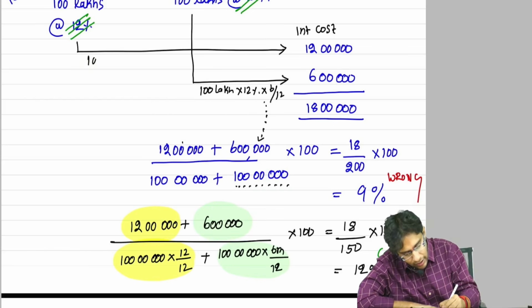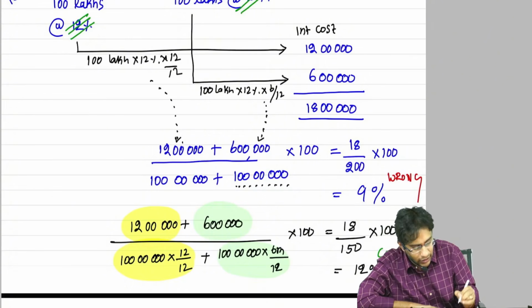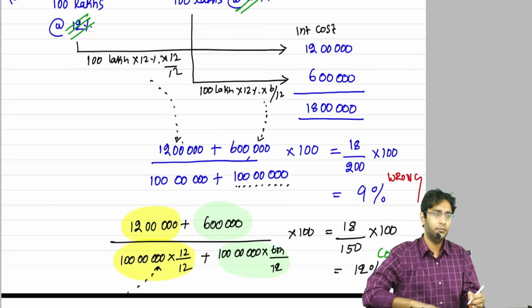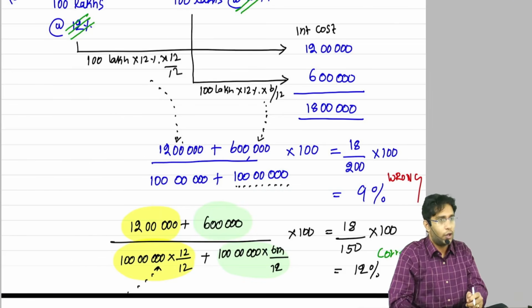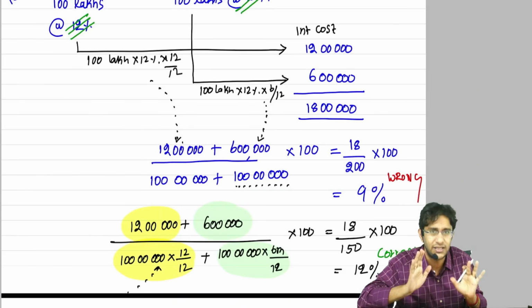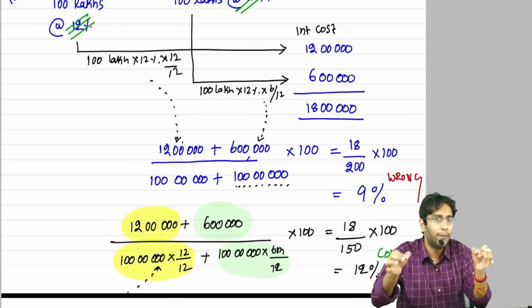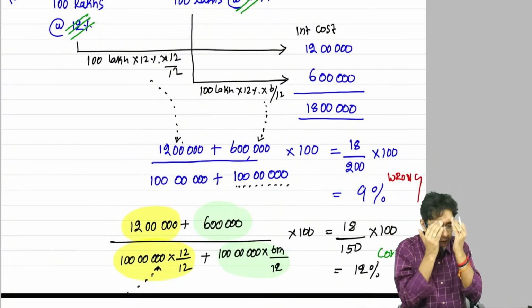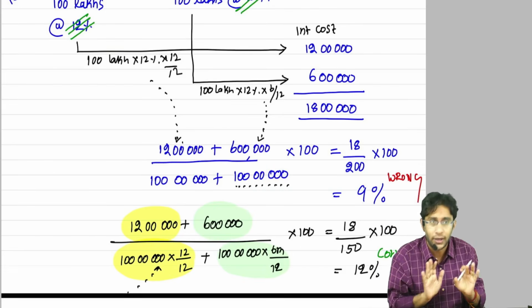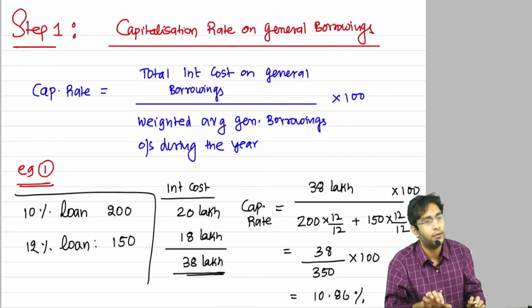Here, how did you calculate? 100 lakhs into 12% into 12 by 12. Of course, 12 by 12, even if you don't write it, it's okay. So, denominator also, I'm writing 12 by 12. Like numerator, like denominator. Otherwise, ratio will be wrong. Are you getting it, sir? This is the first step. We are not bothered about qualifying asset. We are only bothered about what are the list of borrowings you are having. I want a rate on your borrowings. I am not even looking on your asset side. I am only showing you my liability side.